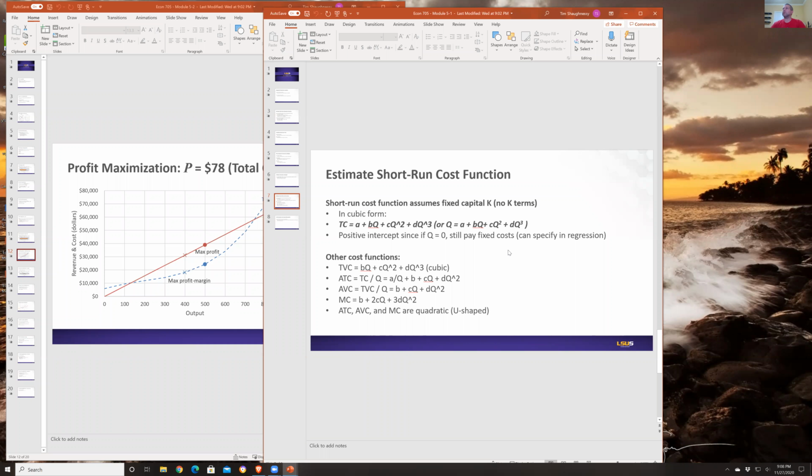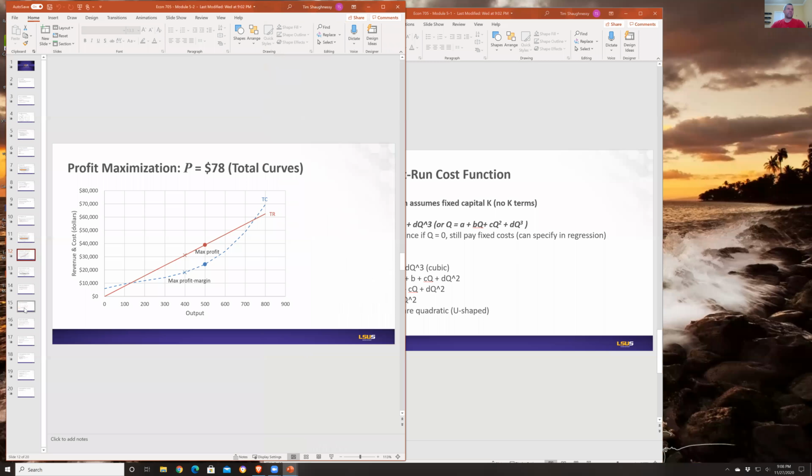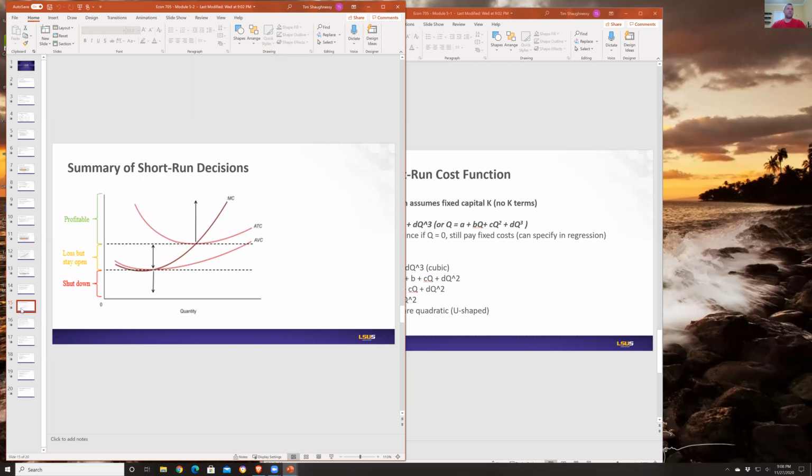All right. Would you use price greater than average cost, not greater than total cost, to determine whether to take a loss and keep the firm open? Yeah, if I go to slide 15, there's this summary of short-run decisions. I'm always looking for where the price is in relation to the marginal cost curve, because that tells me where we want to operate, the quantity that we want to set.